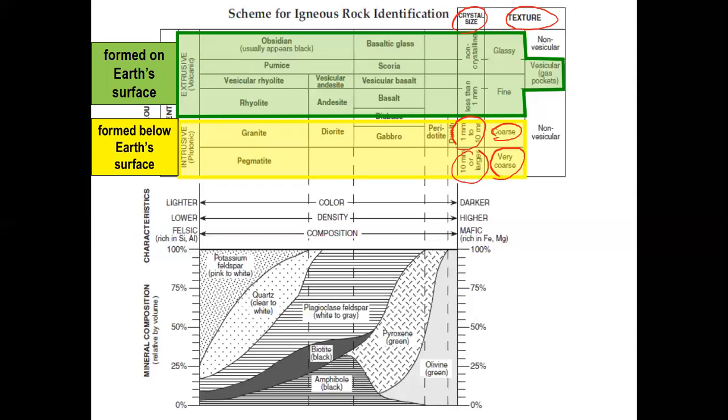Their texture is going to be very coarse, or just coarse, compared to something that formed on Earth's surface. If any of you have a granite countertop, or know somebody that has one, you can see the crystal sizes and those little different colors. You can see a lot of the different colors that make up granite. That's what we're talking about by coarse grained or crystal size. You can definitely see the different patterns and colors in granite because it had a longer time to cool, and those crystals were able to grow and make themselves much more noticeable.